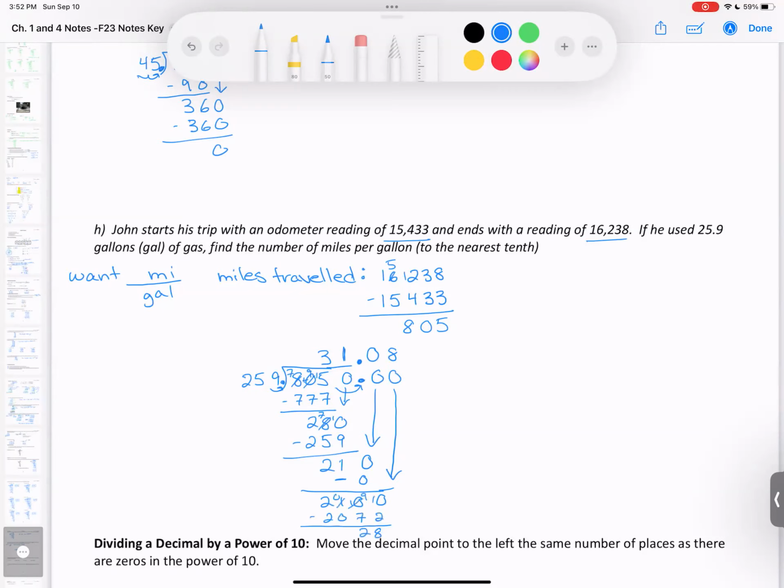Once again, we could continue on with our decimal, but we have all the information we need to round to the nearest tenth, because rounded to the nearest tenth, that would be 31.1, and this would be miles per gallon. Now you can either write it like this, or you can write it like this. They mean the same thing. Okay, so we could say John gets 31.1 miles per gallon.